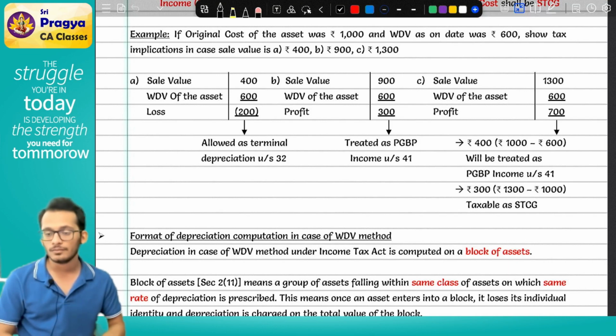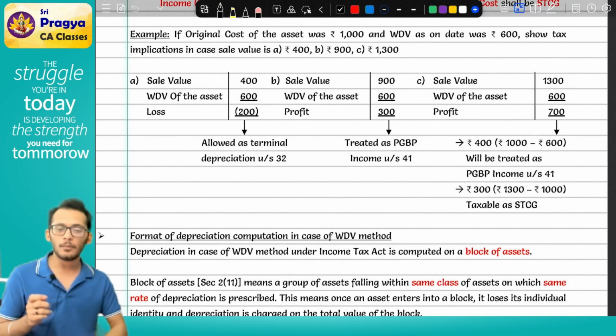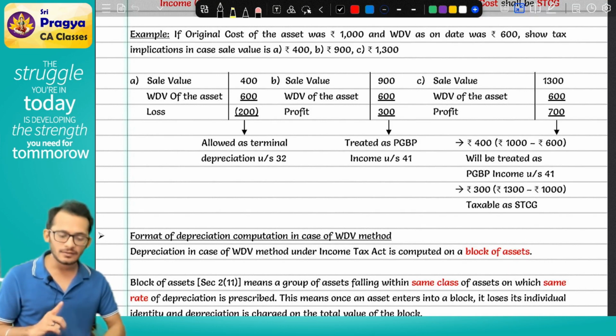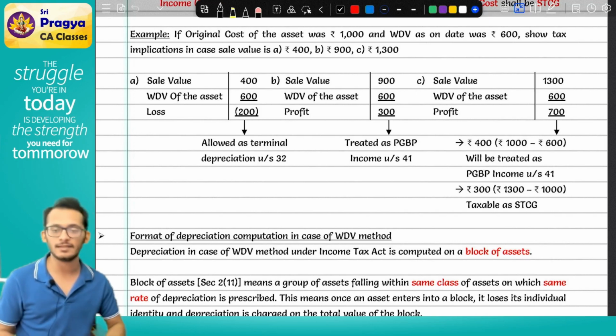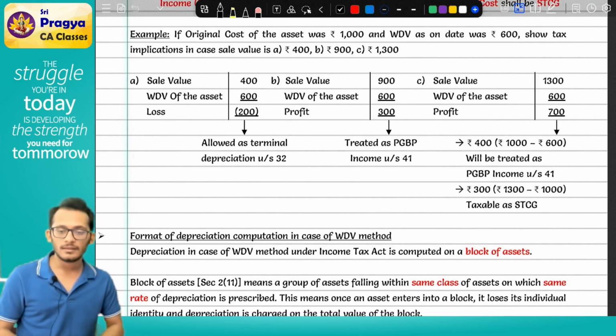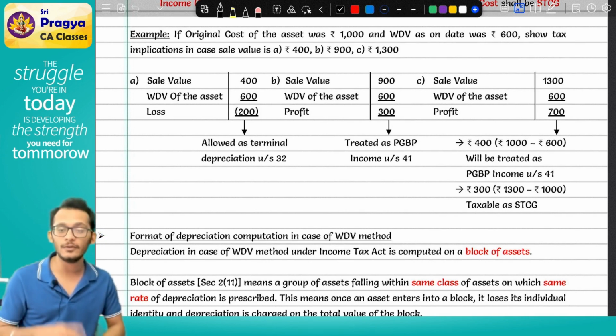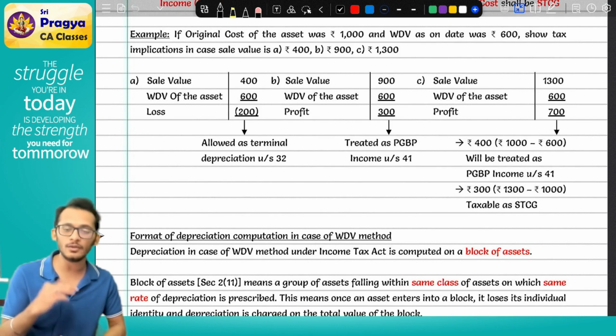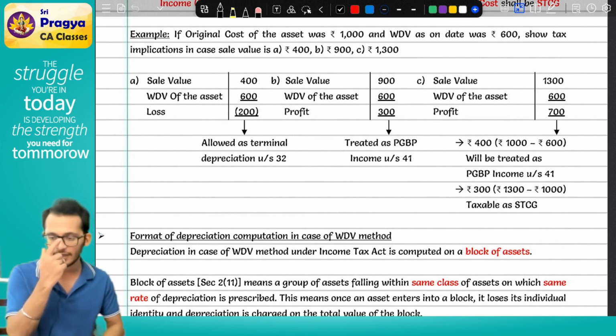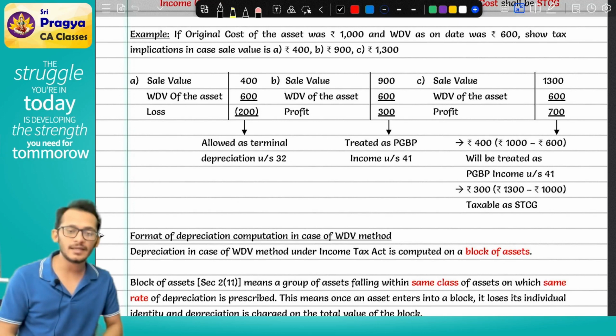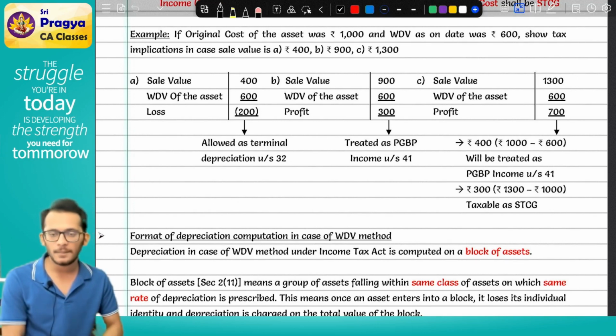Scenario number 2. I bought the asset for 1,000. I got the asset depreciated to 600, but I sold it for 900, which means I made a profit of 300. I am saying, Rahul, I should not have made the profit of 300 because I gave you extra depreciation. So you reverse depreciation to the extent of 300. This 300 will be called balancing charge.